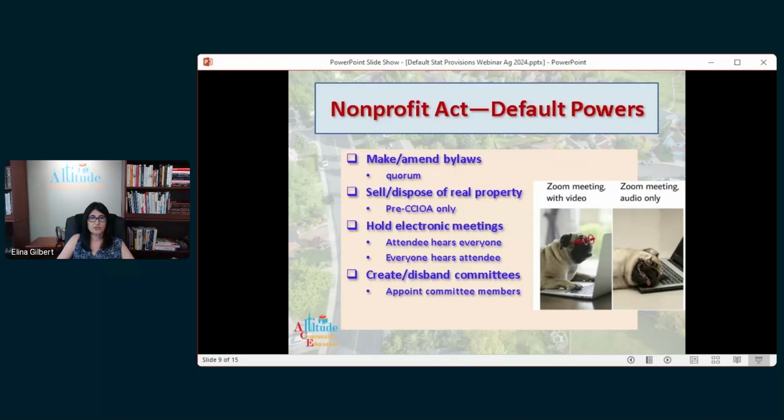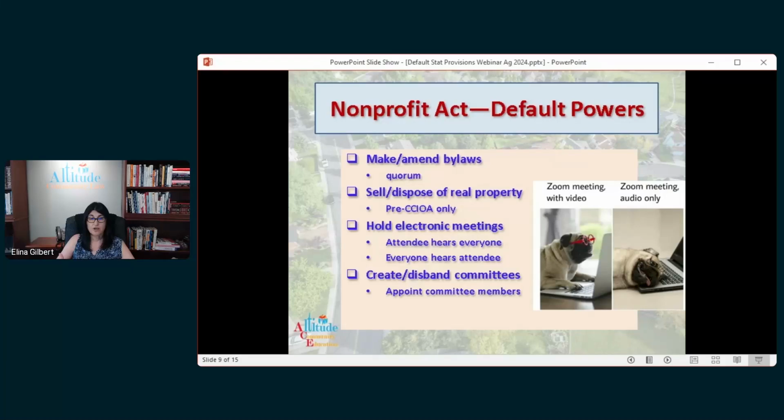So what does this really do? This allows for conference call type meetings as long as we can hear. It doesn't say you have to see them, you have to be able to hear them. This allows for our Zoom meetings where we can see and hear, but we don't have to, again, see them. You can have your camera turned off.